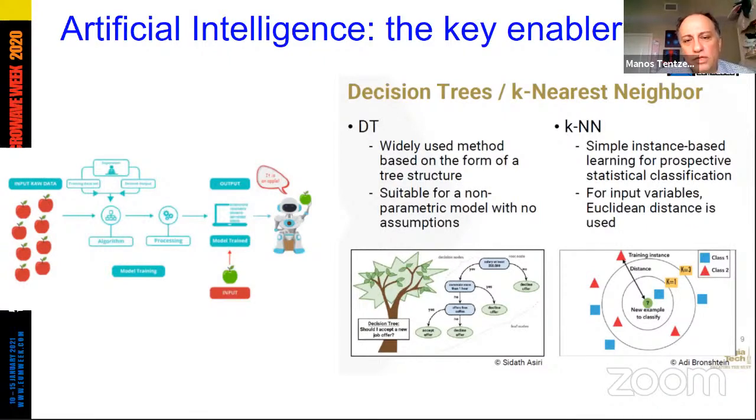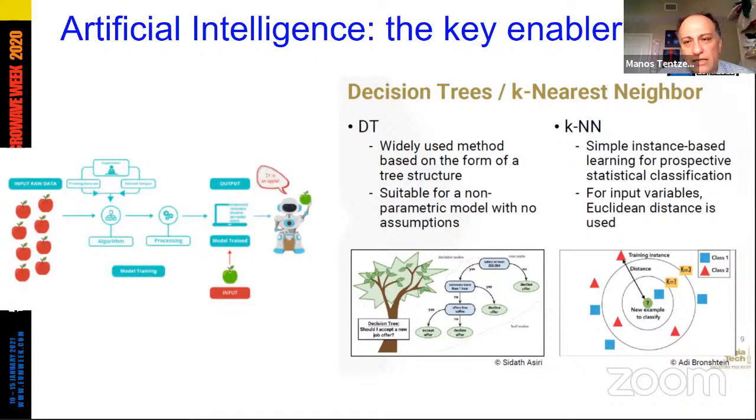The decision tree approach is a widely used method based on this tree structure if it's well known in advance, and that's suitable for a non-parametric model with no assumptions. We have figured out that decision trees have been quite effective with arbitrary placement of nodes, especially in indoor environments.